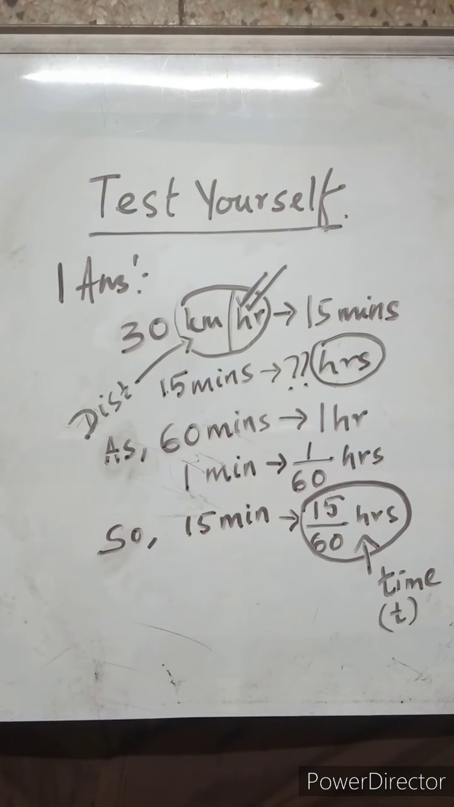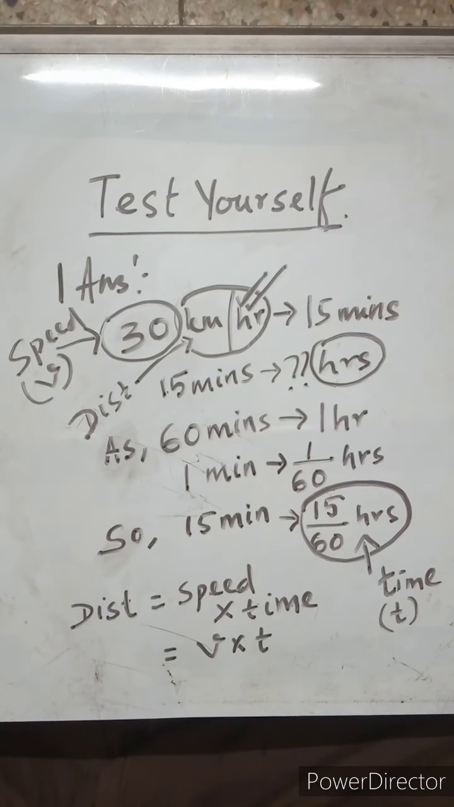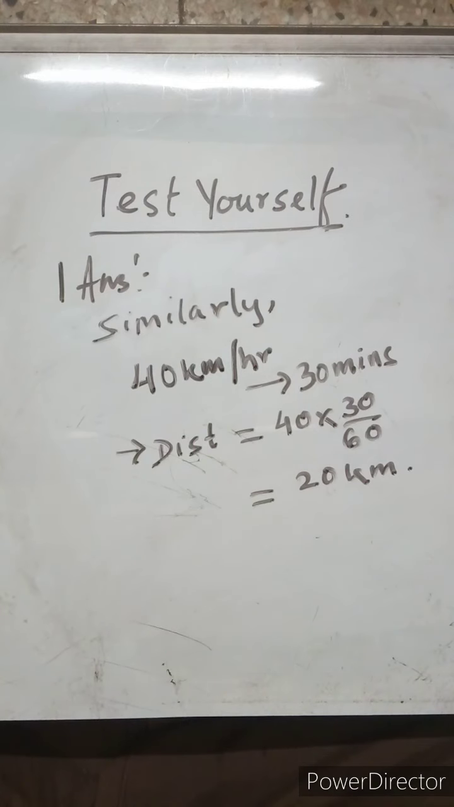So 15 by 60 hours is the time, and we have the speed, that is 30 kilometers per hour. By the formula, distance is equal to speed multiplied with time, that is v into t, which in this case comes out to be 30 multiplied with 15 by 60, which gives me 15 by 2, and that is the distance in kilometers. So 15 by 2 kilometers. Make sure the time is converted into hours, or else you won't be getting the kilometers.